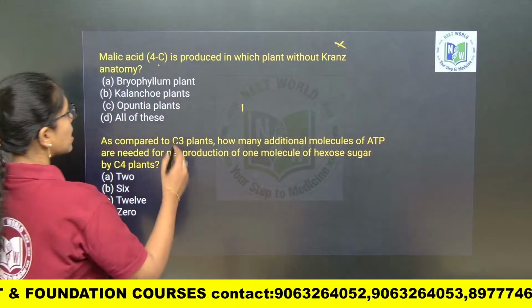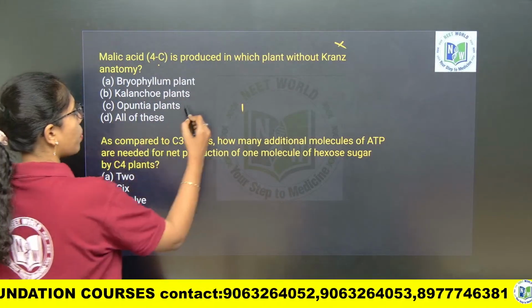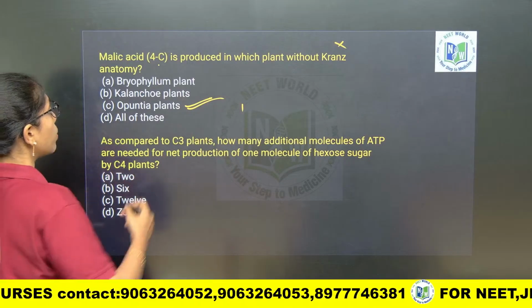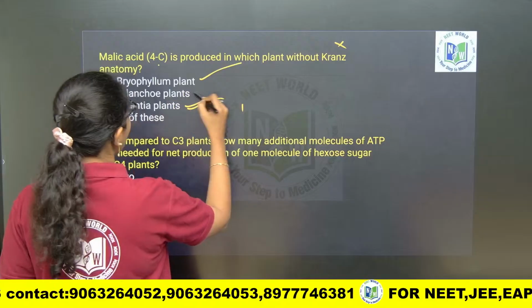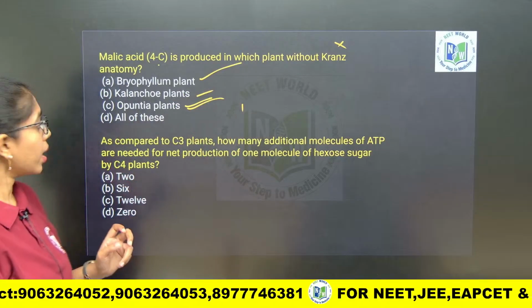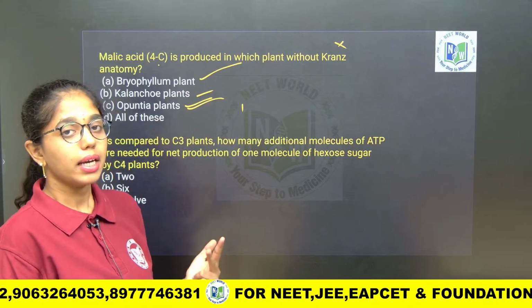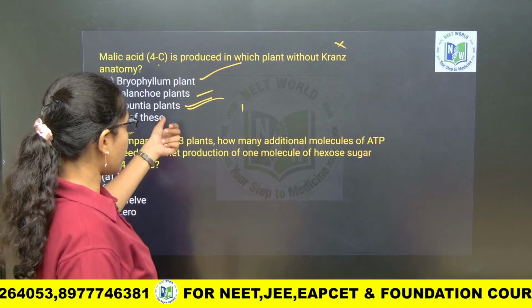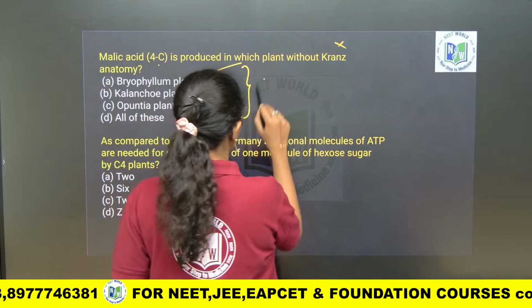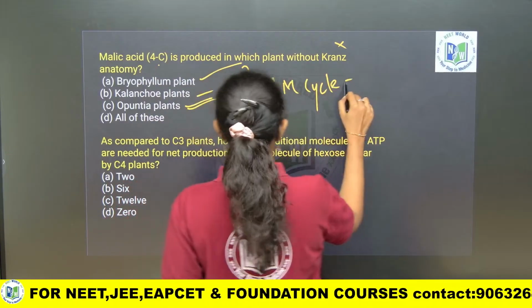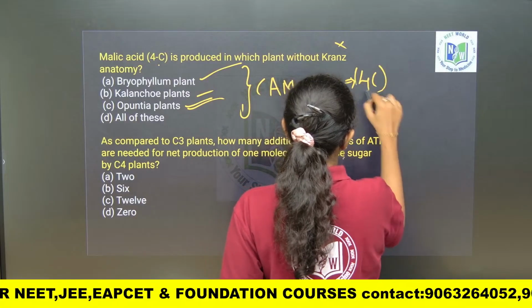For CAM plant examples, Opuntia is a well noted example, we all know that. Along with that, we have to remember Bryophyllum and Kalanchoe plants as well. Bryophyllum, Kalanchoe, Opuntia plants, these are the examples for CAM plants. This will run what cycle? CAM cycle, to fix 4-carbon malic acid.